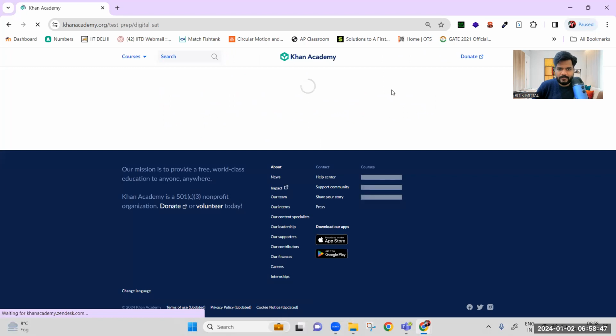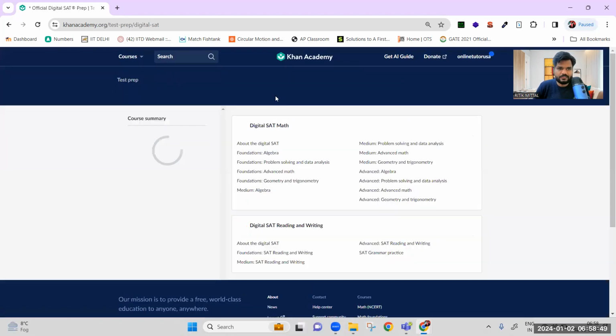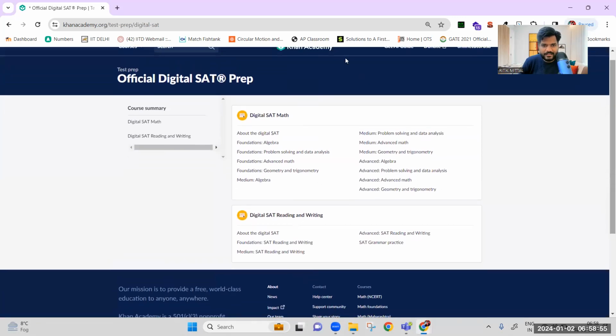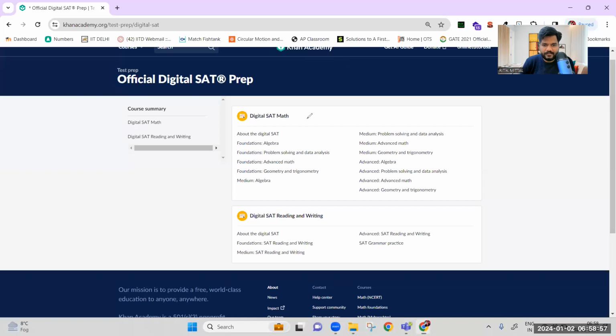Once you click over here, you will be redirected to this particular web page of Khan Academy. Here you will see the sections of digital SAT math as well as digital SAT reading and writing. In this section, you can click on digital SAT math to move to the math section, or on reading and writing to move to the reading and writing section. You can click on the left side as well as on these particular links.